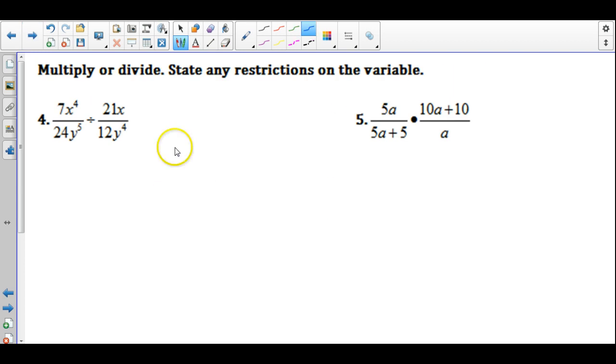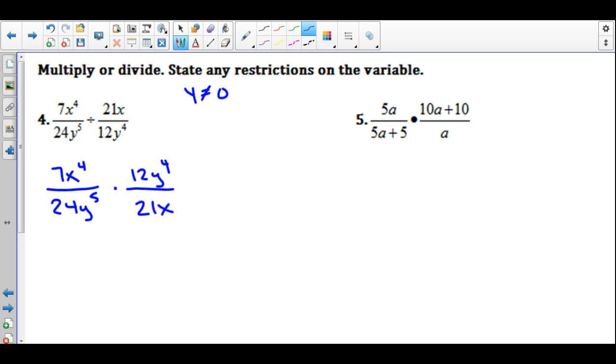So in these ones, we're going to multiply or divide, and then we're going to state restrictions on the variable. So right away, I'm going to state my restrictions on this first one, which is that y cannot be 0, because if y were 0, then these denominators would turn into 0. But what we're actually going to do then is flip the second fraction, because if you are dividing two fractions, you can multiply by the reciprocal of the other.